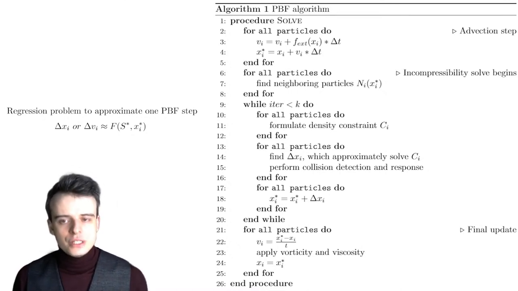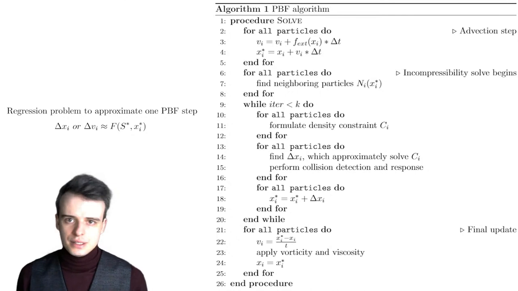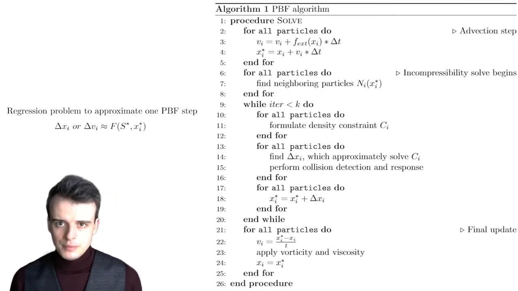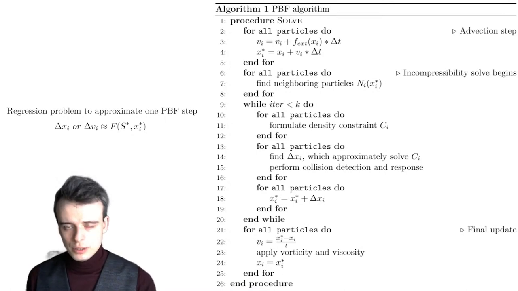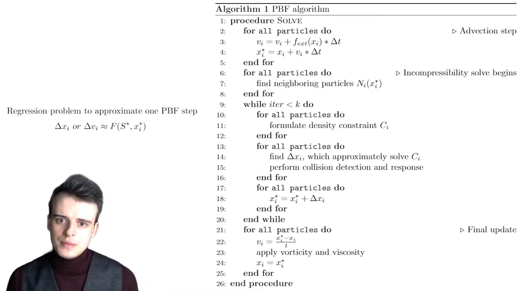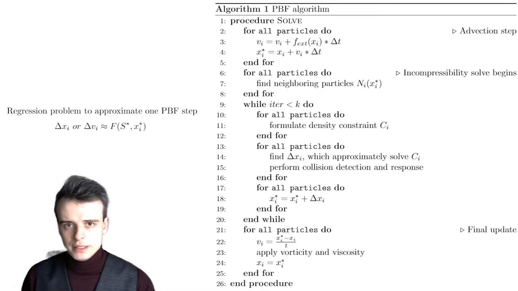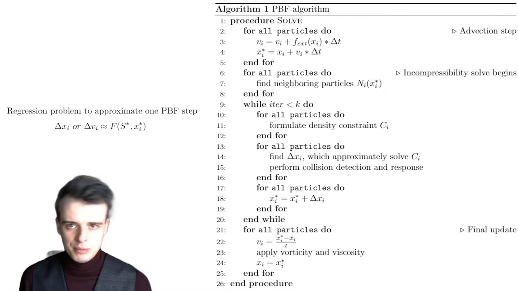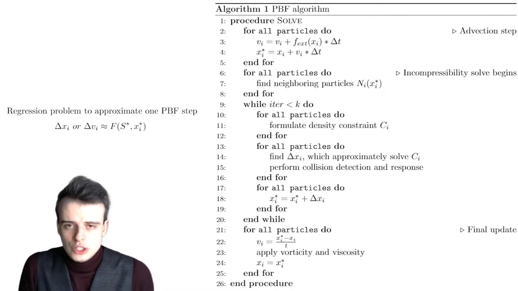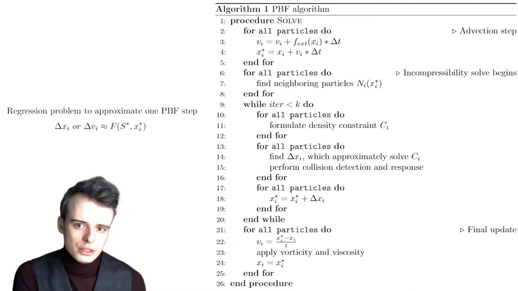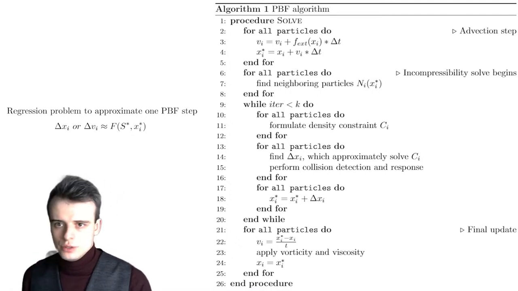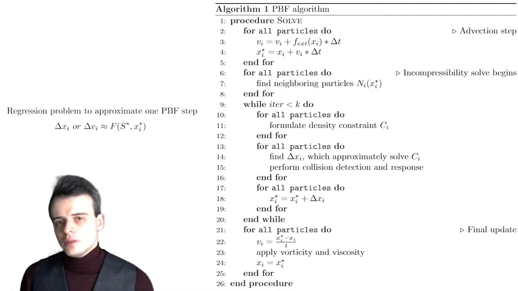But a few modifications need to be made in order to make this scheme really efficient. The first one is time stepping. PBF becomes more accurate with a smaller time step. So we may want to approximate a number of steps PBF makes in order to achieve a faster solution for a more accurate version. Effectively, nothing really changes.